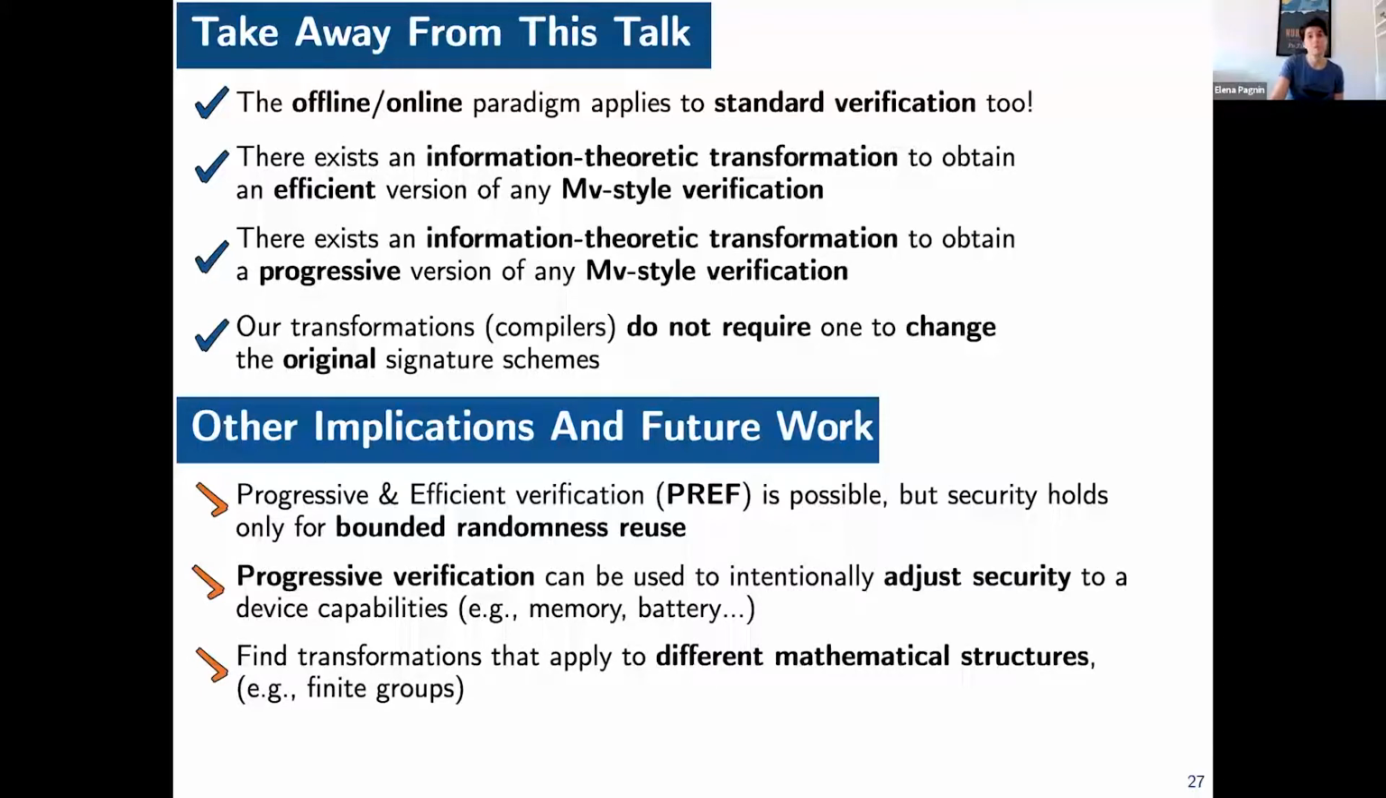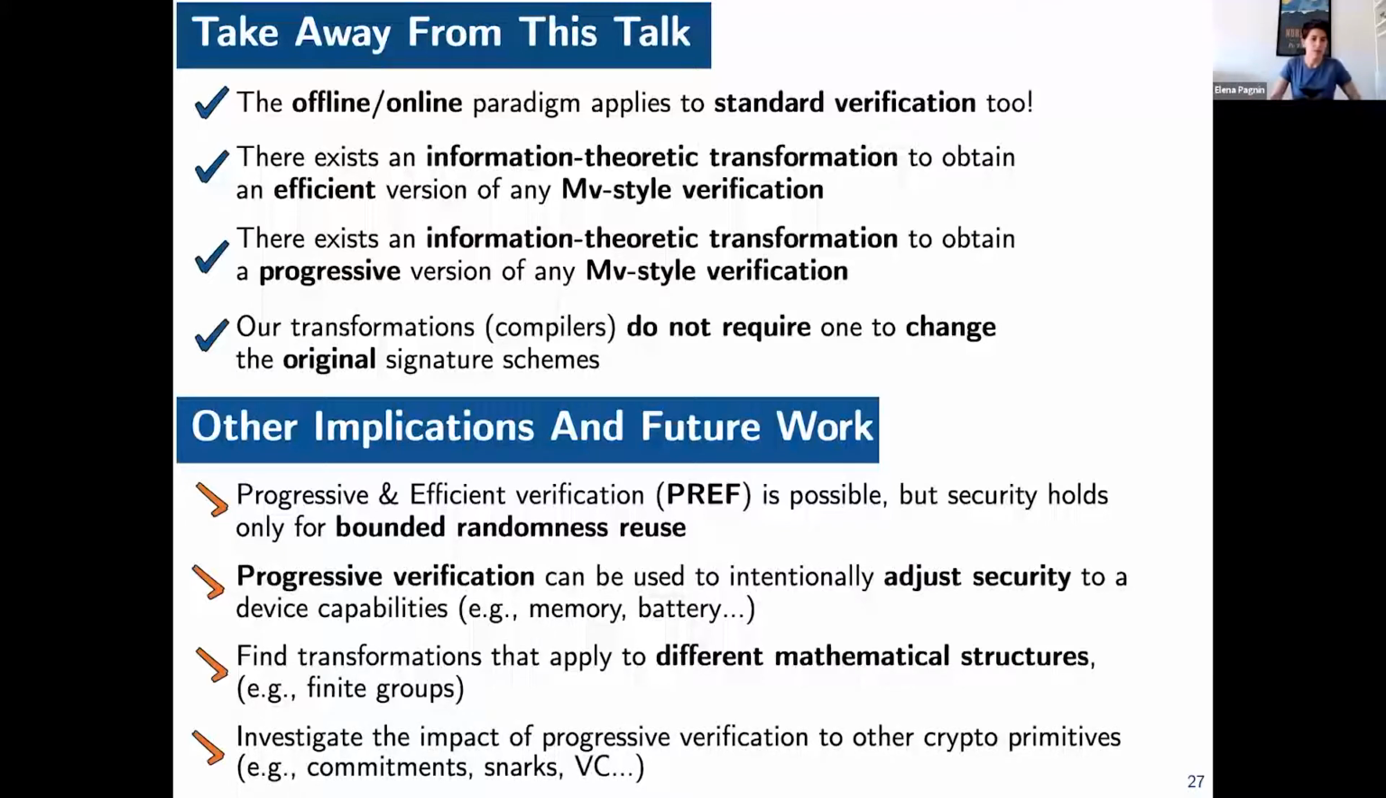And it would be interesting in the future to find transformations that apply to different mathematical structures. So as you've seen, I work very much with matrices and very simple geometric intuitions and the fact that we're working on finite fields. But what happens if I want to do the same on finite groups or on isogenies or whatever other structure is there?